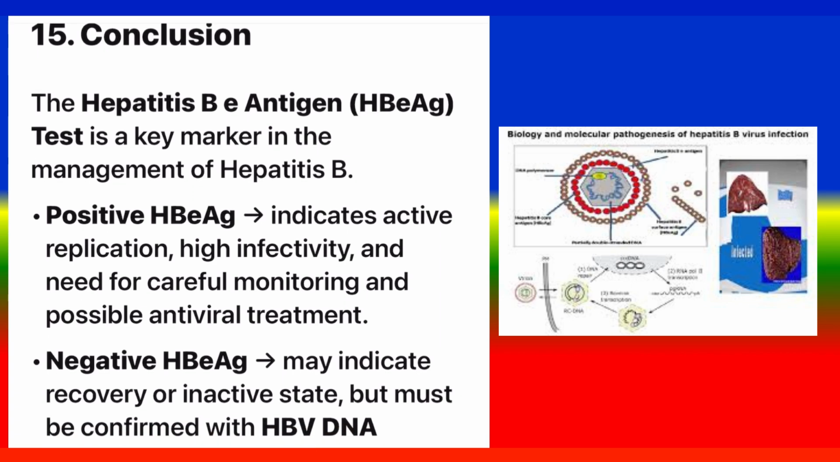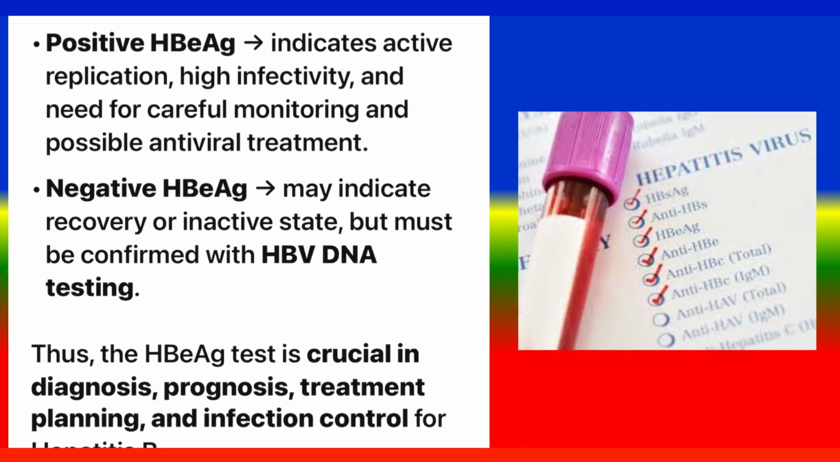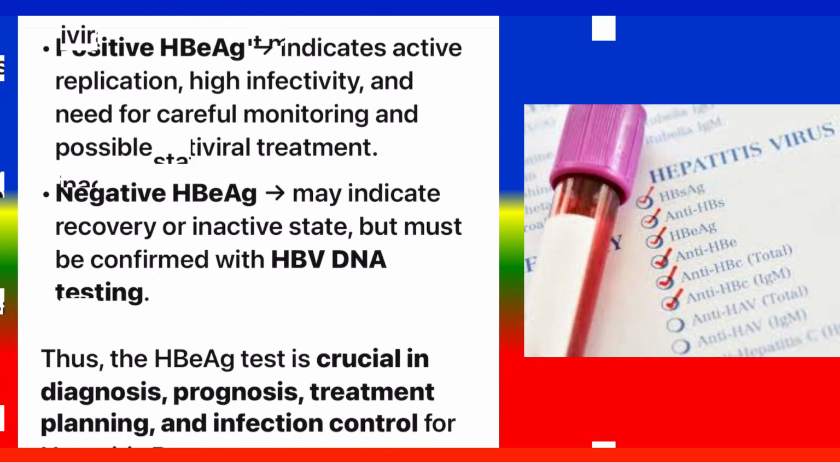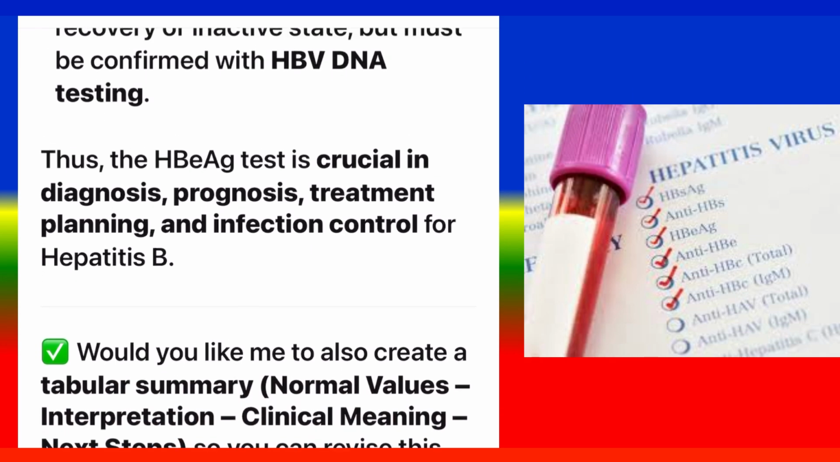Number 15. Conclusion. The hepatitis B e-antigen HBeAg test is a key marker in the management of hepatitis B. Positive HBeAg indicates active replication, high infectivity, and need for careful monitoring and possible antiviral treatment. Negative HBeAg may indicate recovery or inactive state, but must be confirmed with HBV DNA testing. Thus, the HBeAg test is crucial in diagnosis, prognosis, treatment planning, and infection control for hepatitis B.